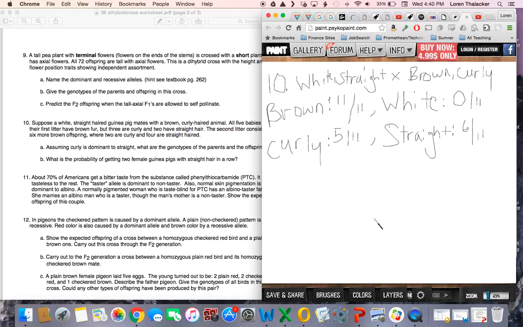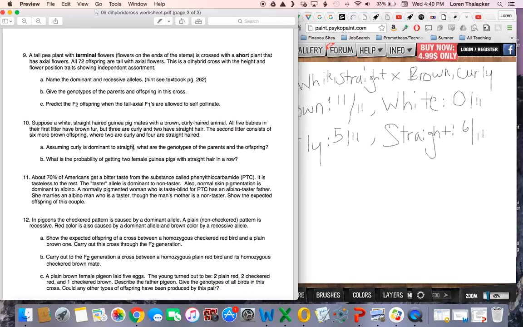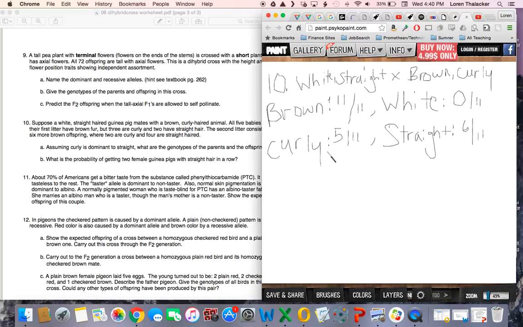Okay. So the first question is, assuming that curly is dominant to straight, what are the genotypes of the parents and the offspring? Okay. Curly dominant to straight. So I know that the white straight-haired guinea pig, if he's straight-haired, he must have 2 recessive alleles. So we'll do a big S for curly, a little s for straight. And then I don't know for sure yet what the color genotype is.